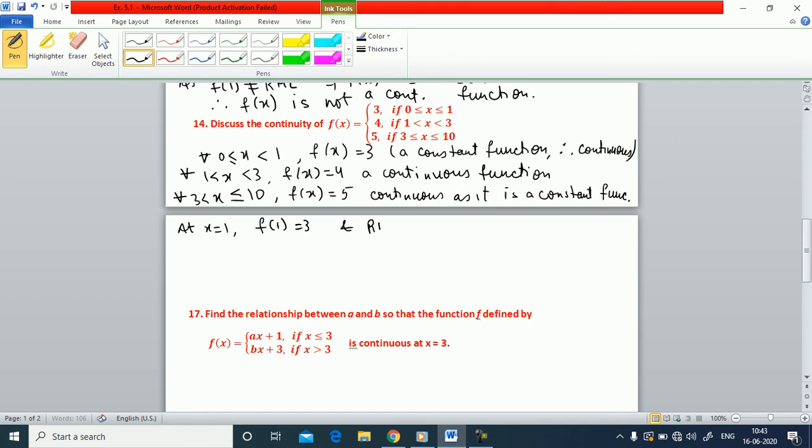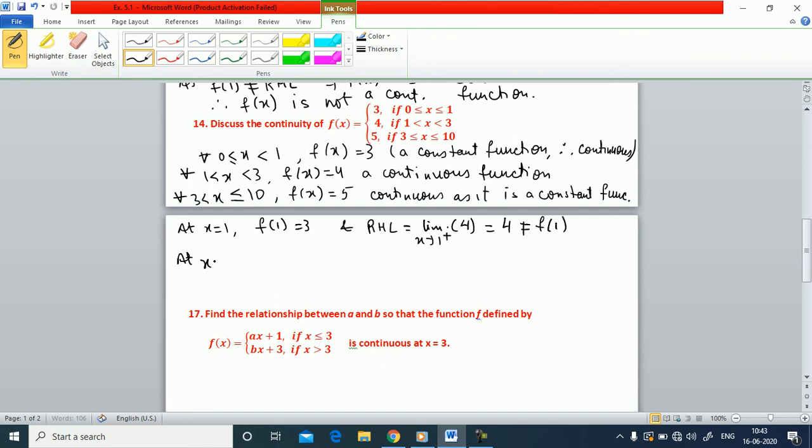And what about the right hand limit? Right hand limit means when x is greater than 1. That means it is approaching 1 from the right side. So we need to use this part. On the right of 1, f(x) is equal to 4. So this is 4 only, which is not equal to 3, the value of the function at 1. So you can see 1 is a point of discontinuity.